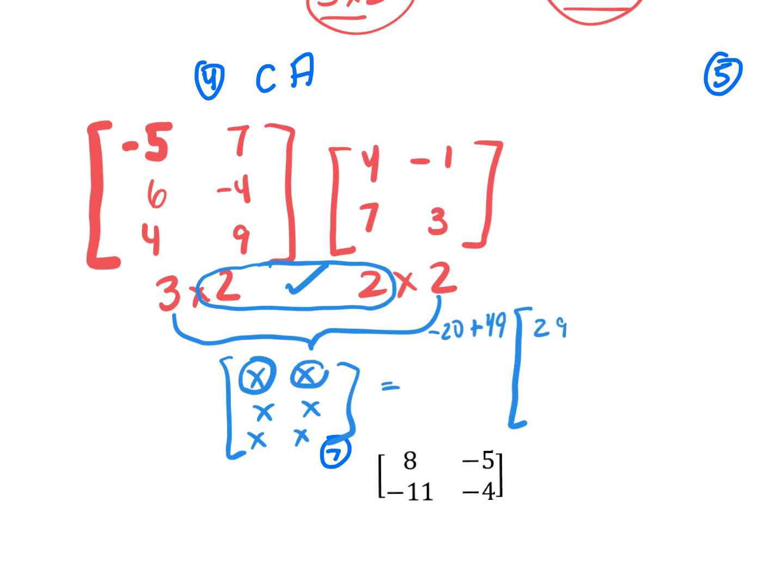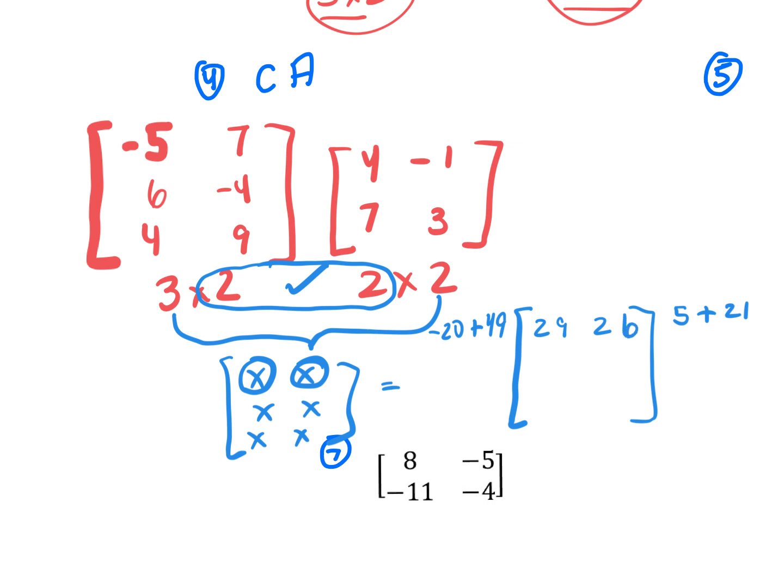So now I want this piece right here. That's first row, second column. So I'm going to take negative 5 times negative 1, which is 5, plus 7 times 3, which is 21, and that gives me 26.